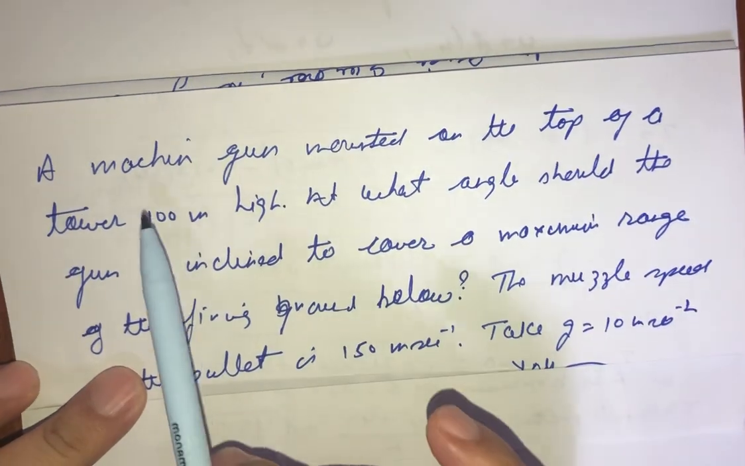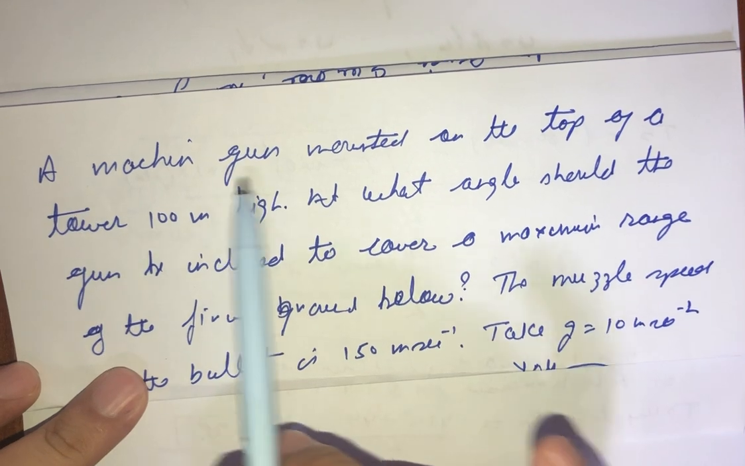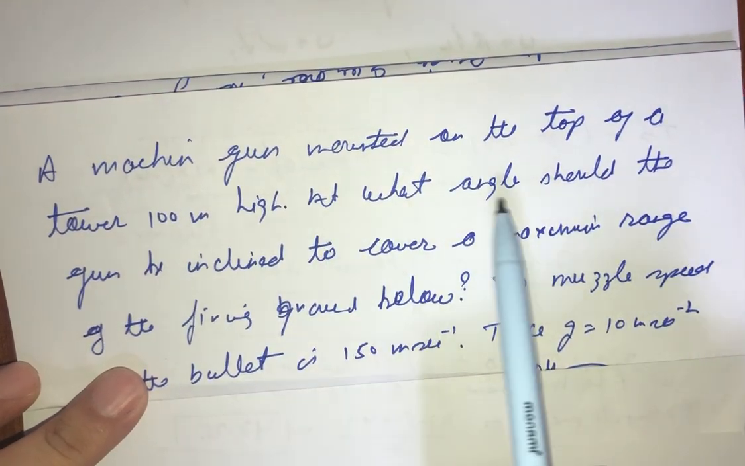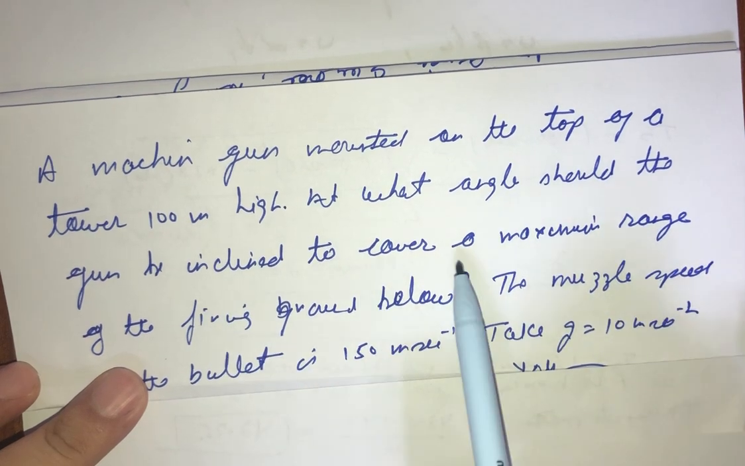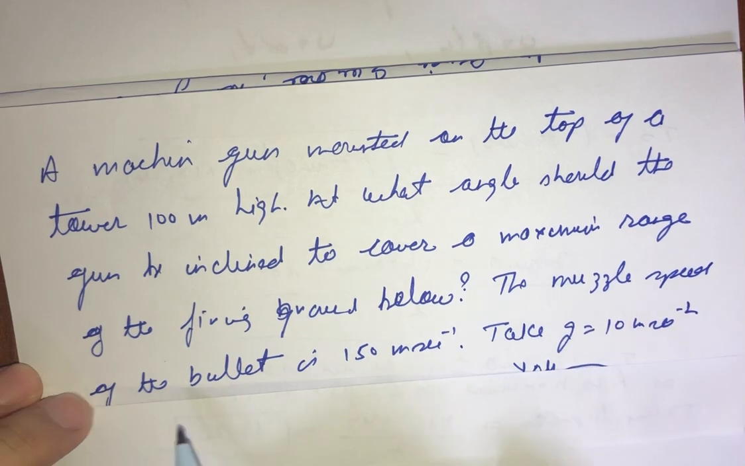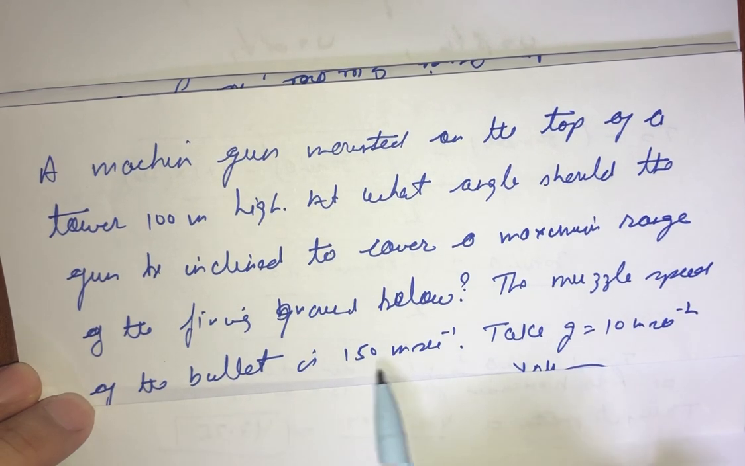So we have a very interesting question. A machine gun is mounted on the top of a 100-meter-high tower. At what angle should the gun be inclined to cover a maximum range of firing ground below? The muzzle speed of the bullet is 150 meters per second. Take g as 10 meters per second squared.